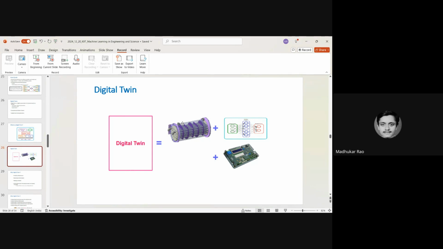So you have your equipment. A digital twin is basically your physical hardware plus your machine learning model, hopefully physics informed, plus your IoT devices which have sensors on the hardware and then communicate. And these PLCs can actually run the neural network in a predictive mode to tell you if something is wrong or what is the remaining useful life and so on.